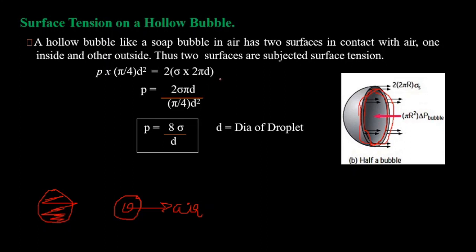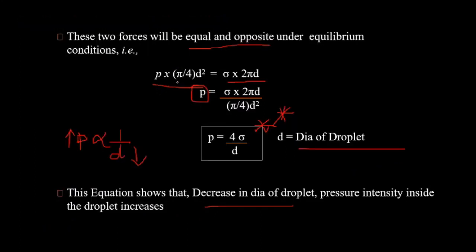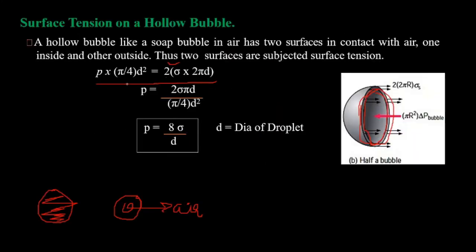So what will happen, the two surfaces are subject to surface tension. Same concept, but here, because of the two surfaces, we multiply: p into pi by 4 d square is equal to sigma into 2 pi d. Here p into pi by 4 d square is equal to sigma into 2 pi d, and we multiply with this 2. Why is this 2 multiplied?